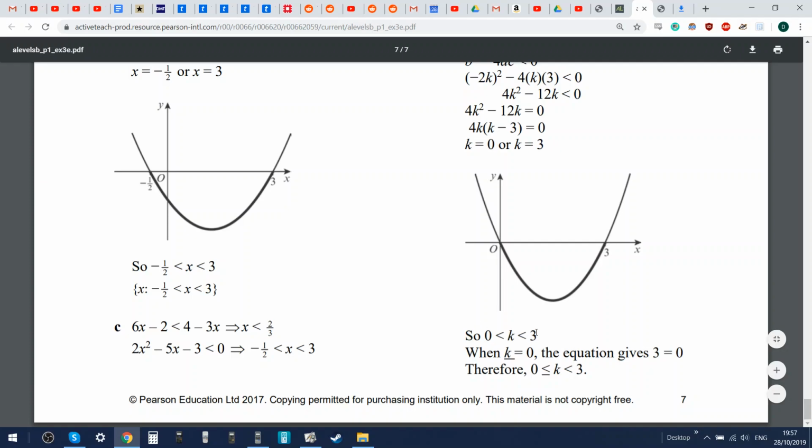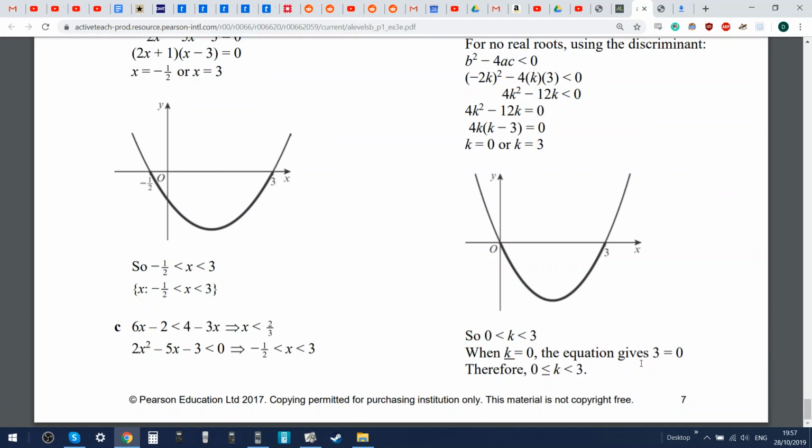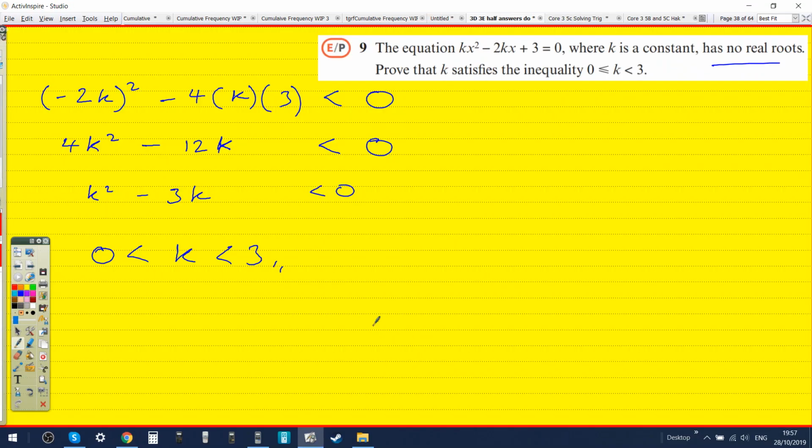So 0 is less than k is less than 3. When k is 0, the equation gives 3 is equal to 0. Well, that doesn't make any sense, so it shouldn't be included. Let's take a look. So they're saying that's 0. It can be 0. The equation has no real roots. Yeah, when k is 0, you get 3 is equal to 0. Which I suppose doesn't have a real root. Okay, so it seems like 0 is just a special number there. Yeah. And so for that one, it could be 0 technically, so it's or equal to 0 because no real roots. 3 is definitely not equal to 0, so there's no solutions for that. When k is 0. Why did they throw in these curveballs like that?